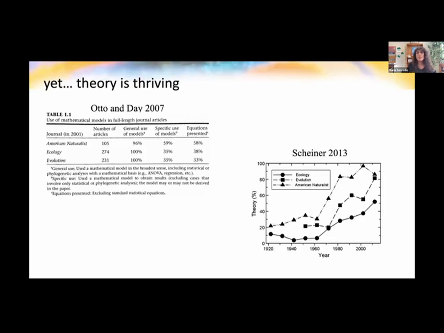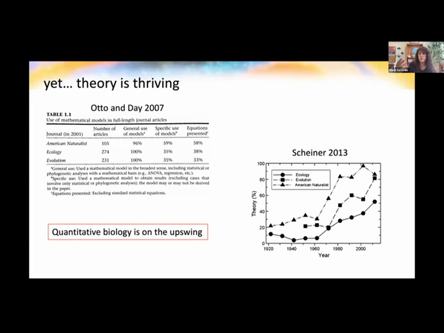Yet I think we can make the argument that theory is thriving. So this table from Otto and Day in 2007 shows how common theory is in some of the top journals in the field. And this paper by Sam Scheiner, this is 10 years old already, but you can see theory has increased over time in terms of a proportion of articles in these different journals. And quantitative biology is on the upswing. So I know at UNC, we have both quantitative biology undergrad tracks and grad tracks now. And I've heard throughout the country, anecdotally, again, it seems like there's more and more of this.